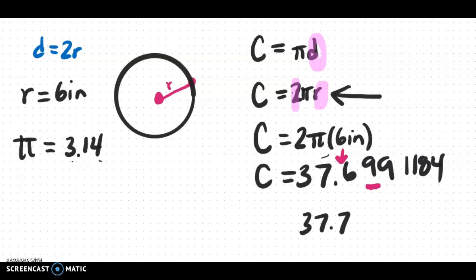Now, the units for this will be single units because the circumference is just adding up this outside edge. So it's 6 inches was the radius. This is going to be in inches. So 37.7 inches. So I'm going to put that onto my MyLab Math.